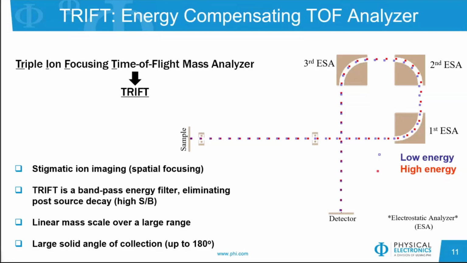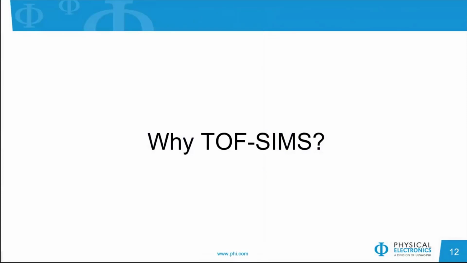So now that we've talked about how the ions are generated, how they're extracted, and the different types of mass analyzers, what kind of advantages does TOF-SIMS have? What kind of information can you gain from it?